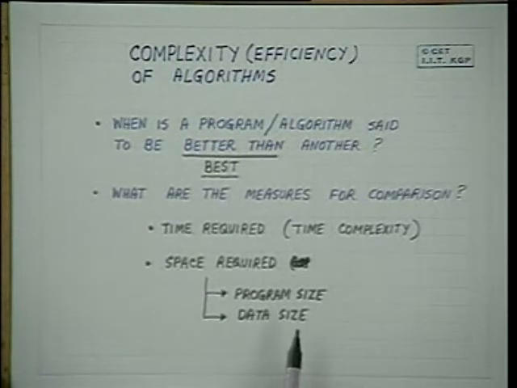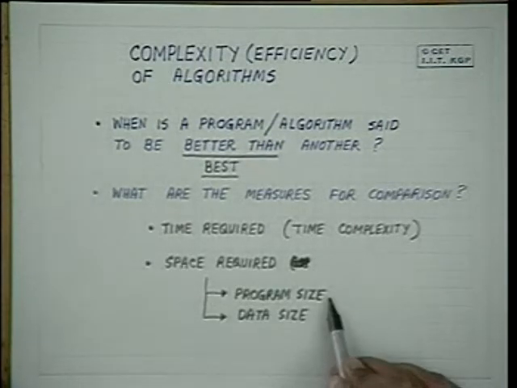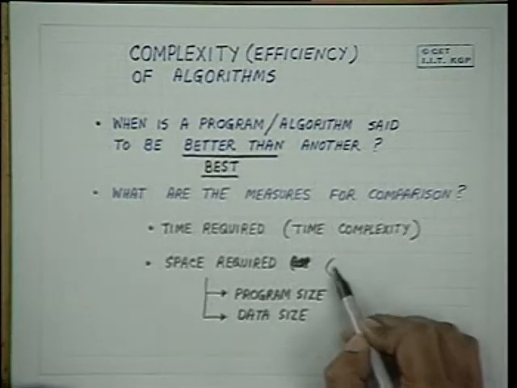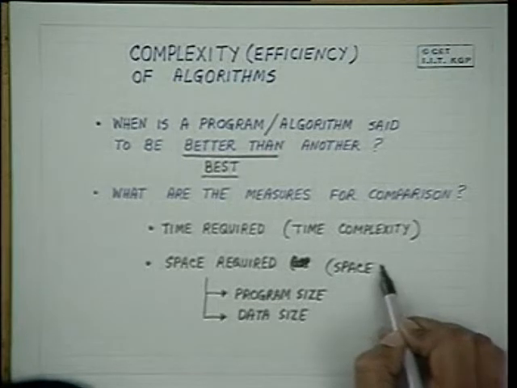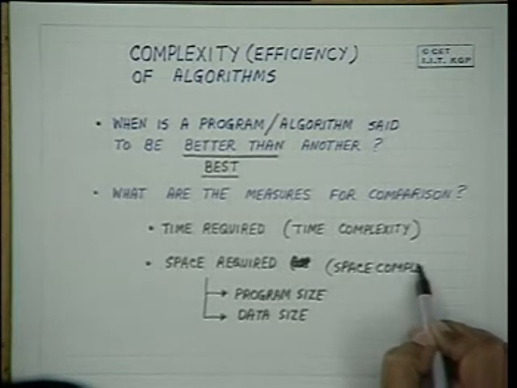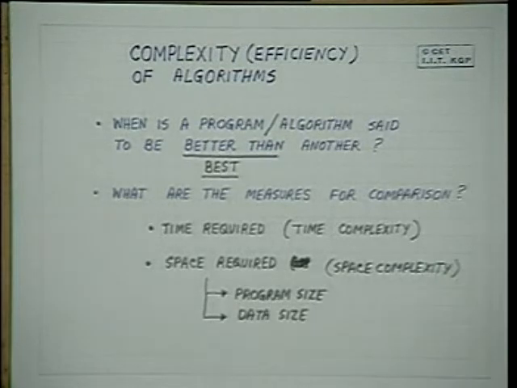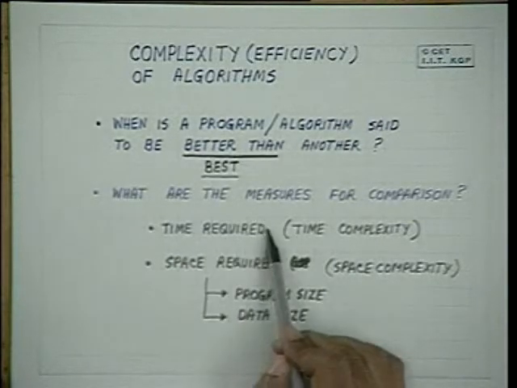For example, for a particular problem, you may write two programs, one of which uses a three-dimensional array of n by n by n, another which just uses a one-dimensional array and does the processing. So the data declaration size of the two may be different, and obviously one program may be bigger than another. Together, they form what is called the space complexity of a program. Now, these are the two important measures of comparison between two programs. And unless the space required is exponential, the time is the most important criterion.